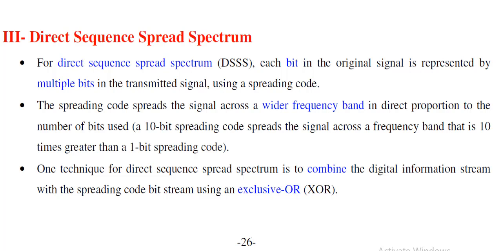So a newer technique called direct sequence spread spectrum, DSSS. It is used in order to enlarge the spectrum of a digital signal. So practically each bit in the original signal is represented or converted by multiple bits in order to gain spread and gain immunity against noise and jamming signals.